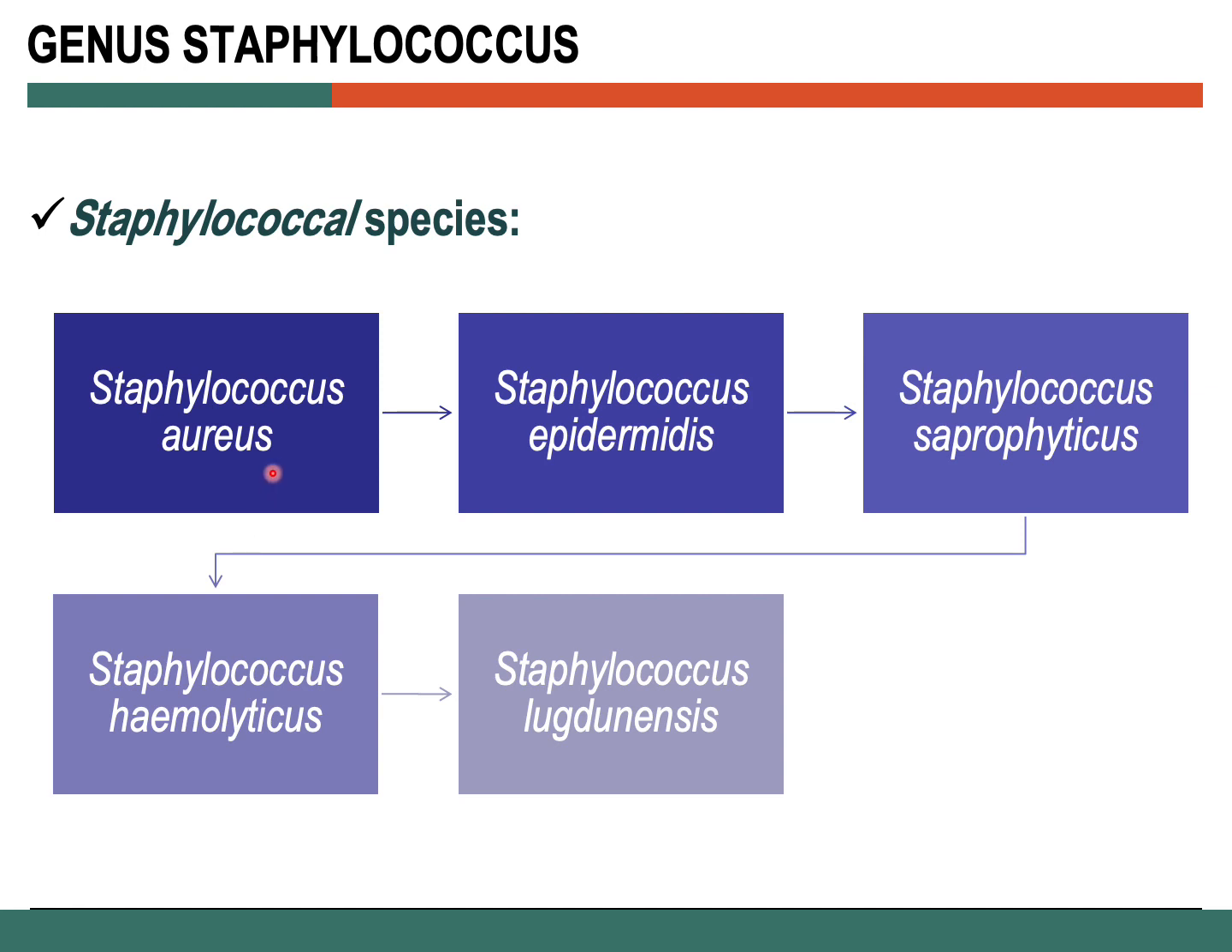So for genus Staphylococcus, you have different species that are medically important. You have Staphylococcus aureus, Staphylococcus epidermidis, Staphylococcus saprophyticus, Staphylococcus haemolyticus, and Staphylococcus lugdunensis. So among the five species, class, you have Staphylococcus aureus considered as the most pathogenic among the five species.